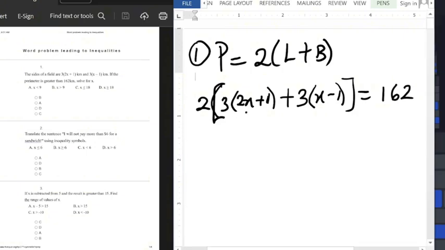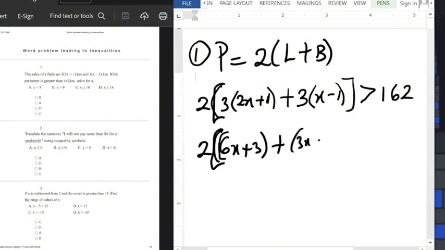So from here, this will be greater than 162. What we're going to do, let's open what we have inside the bracket first. So this will give us 6x plus 3 plus 3x minus 3, close that, greater than 162.